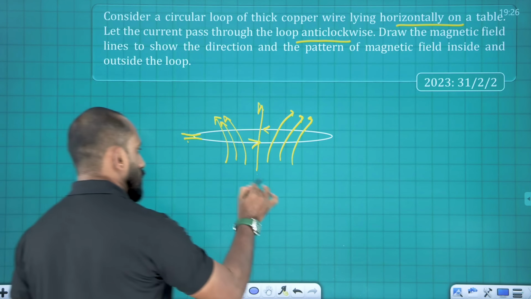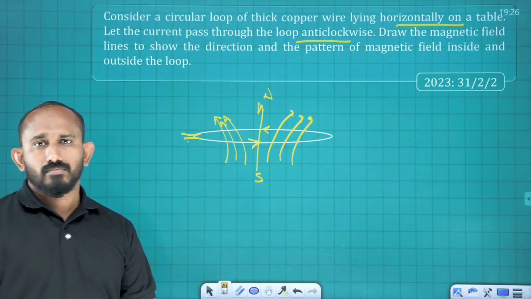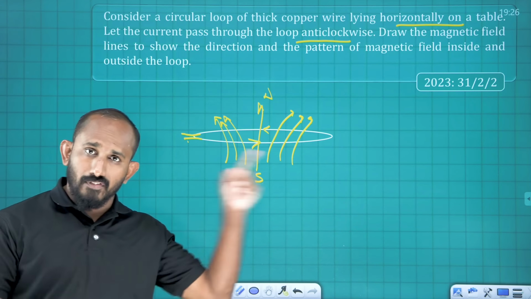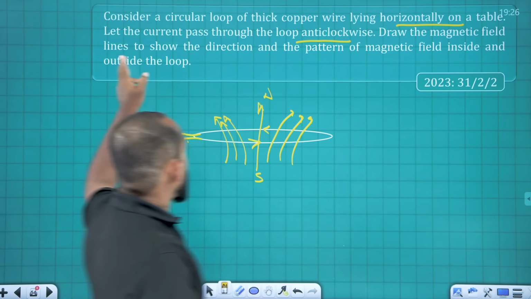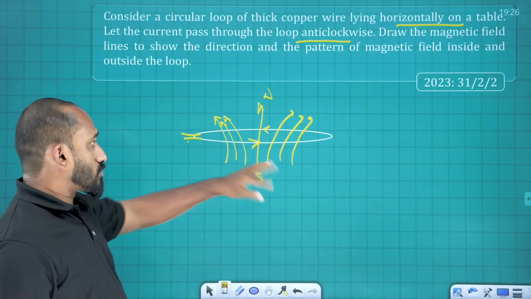So south to north. That figure you have to make it. So practice that figure too. Okay. Then last part is there. Draw the magnetic field. Then outside the loop, how will it be?